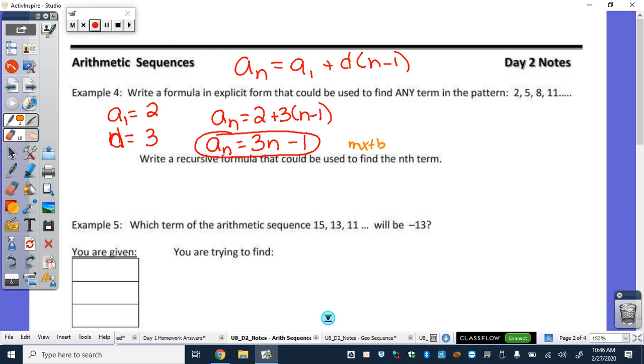So our recursive formula, how many pieces do we have for a recursive formula? Always got to have 2 pieces. First part is you always have to tell me what your first term is. So a sub 1 is a 2 here. And then how are we getting from one term to the next? Adding 3. So we have to take our previous and then plus 3. So that would be our recursive formula for this sequence here.